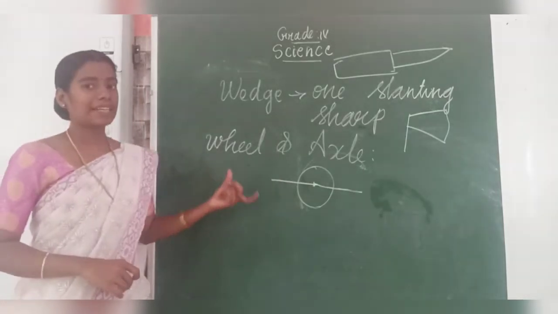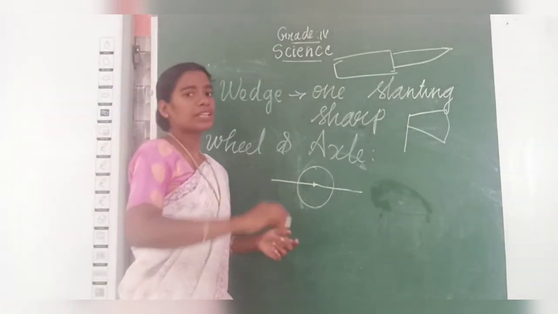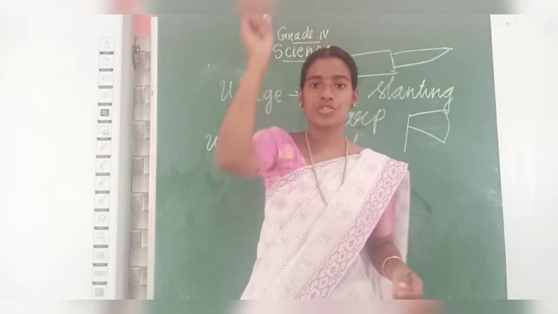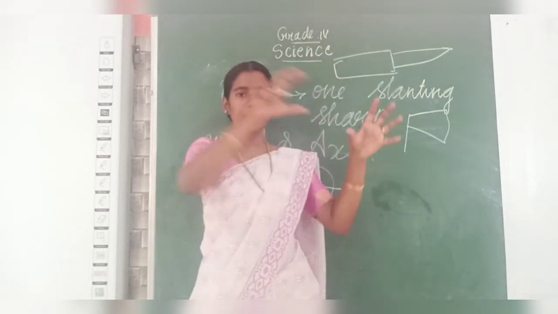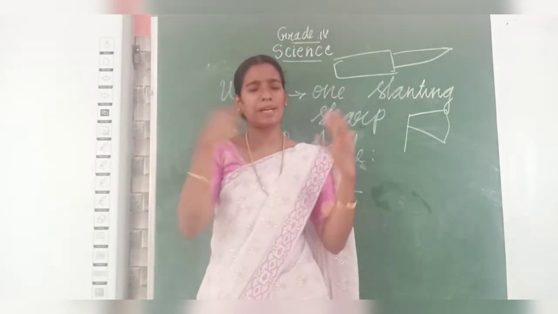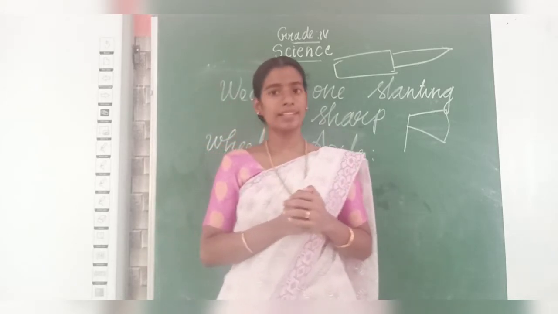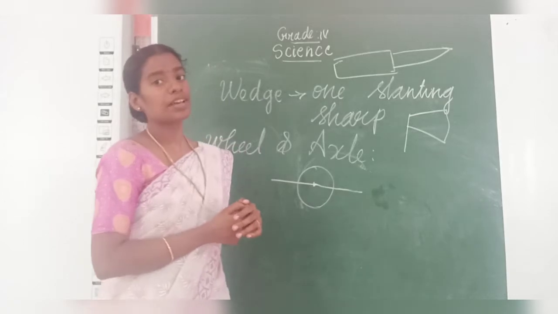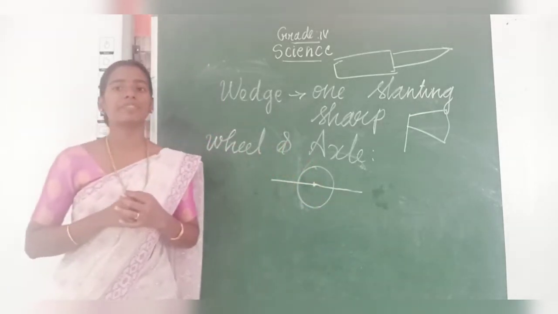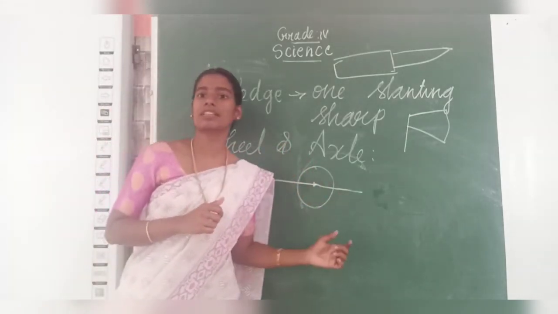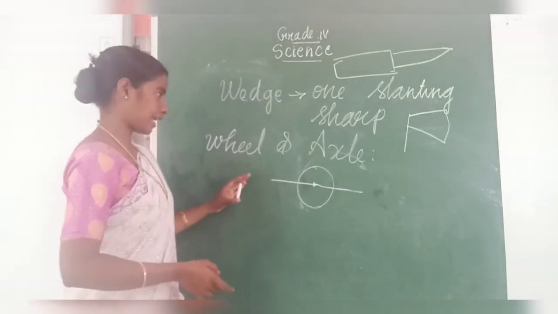So, wheel and axle. Wheel, we all know the round structure present in the car. At the four ends of the car we have wheels, buses have wheels, trucks have wheels, and to join these wheels, in the center of the wheels we have a rod-like structure which is nothing but called the axle.